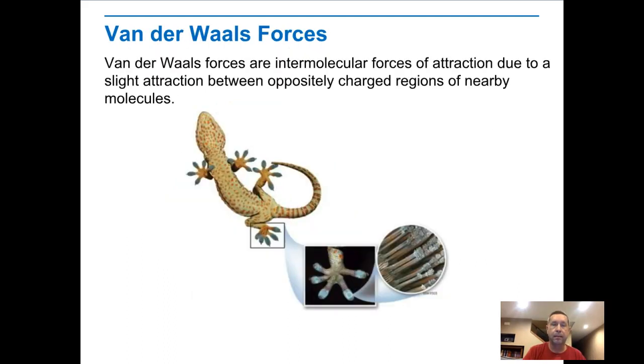There's one other important type of, it's not a chemical bond, but it's an attraction between molecules, or an intermolecular force, called a van der Waals force. Its attraction is due to slightly positive, slightly negative charged particles near each other. Geckos have these little tiny things on their toes that allow them to stick to the surfaces that they're walking on, and they can actually walk up the sides of things using these van der Waals forces.